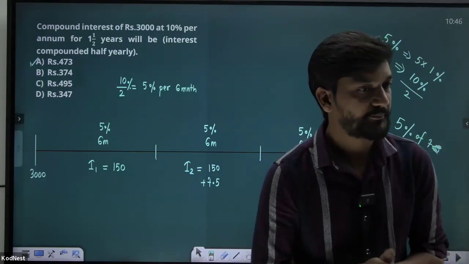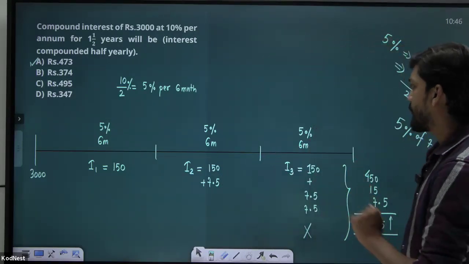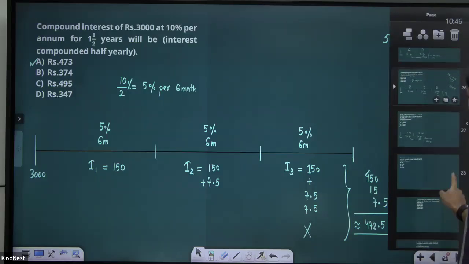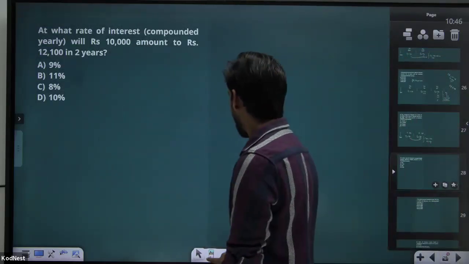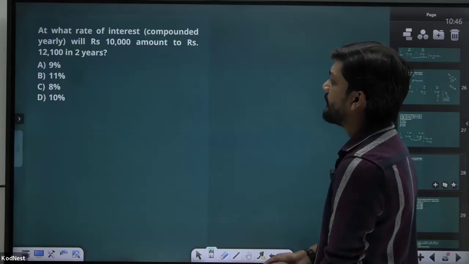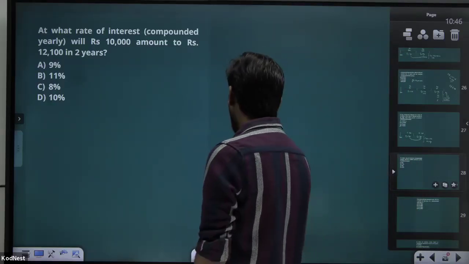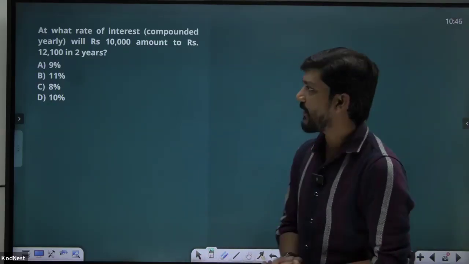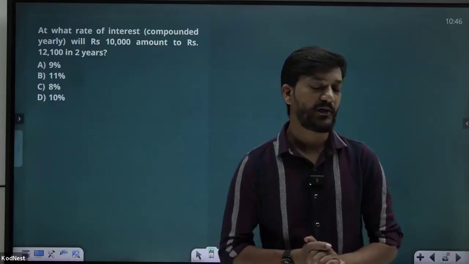Okay. Now, next one. Okay, see the question. What do you think? What is the principal? Some values are given. What do you think? What is principal?